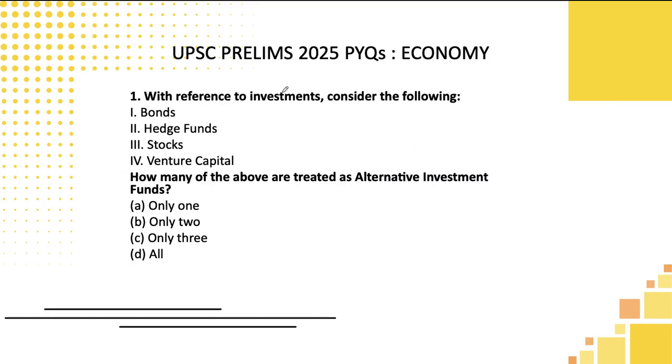Okay, let's move to the first question. With reference to investments, consider the following. So they have listed 4 kinds of investments: bonds, hedge funds, stocks, venture capital. How many of them are treated as alternative investment funds?